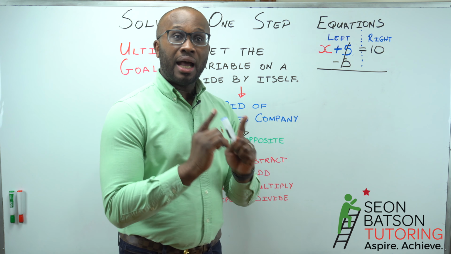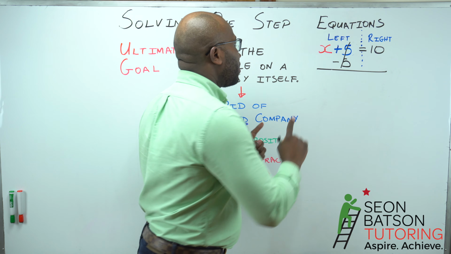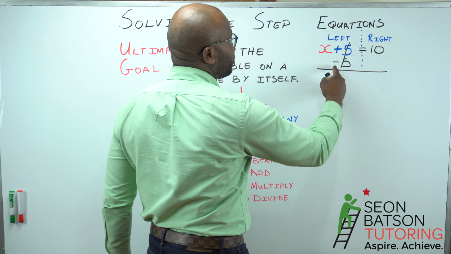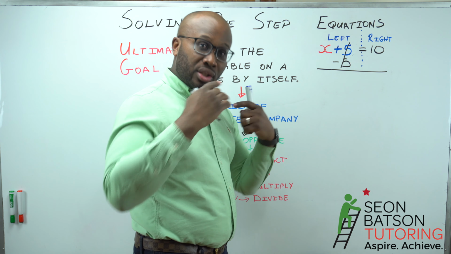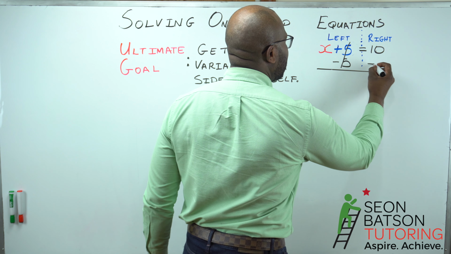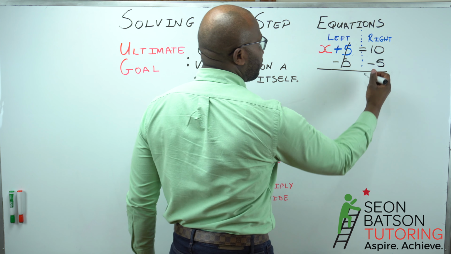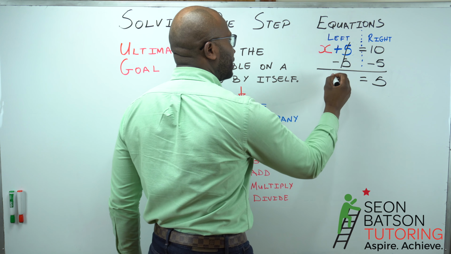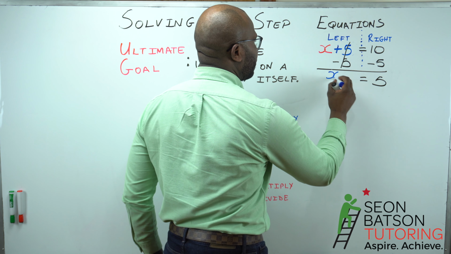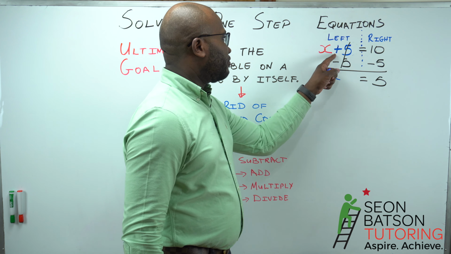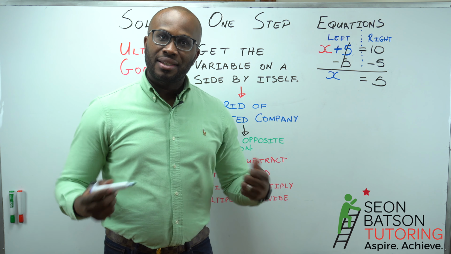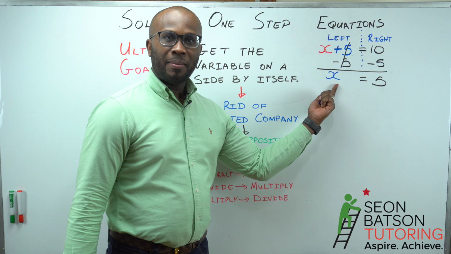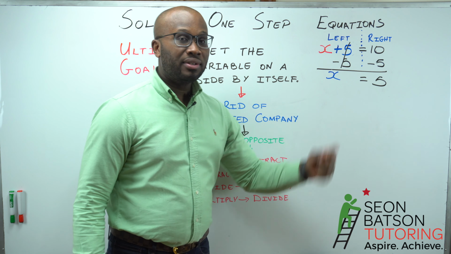Now, we are not done. Remember, whatever the opposite operation is, we must perform that operation on both sides of the equation. So since we subtracted 5 on the left side, we must also subtract 5 on the right side. And if I subtract 5 on the right side, I'm left with 5 because 10 take 5 is 5. And on the left side, the x is by itself because 5 take 5 is 0. So that 5 is gone. So we're left with x is equal to 5. We've accomplished our goal because the x is on the left side by itself. So we're done. X is equal to 5.